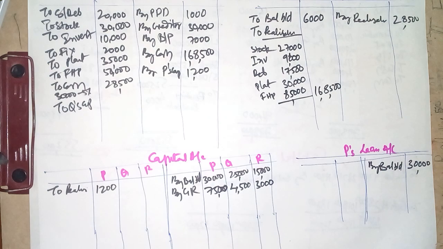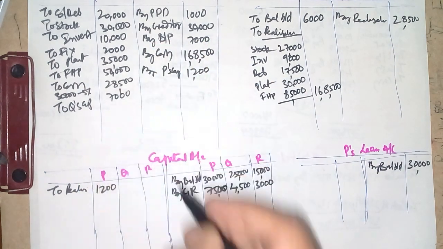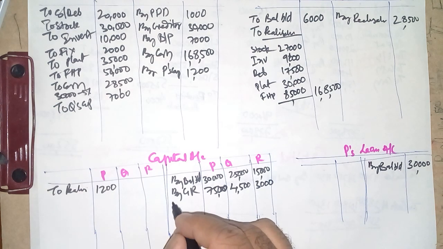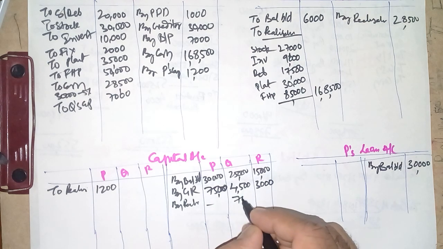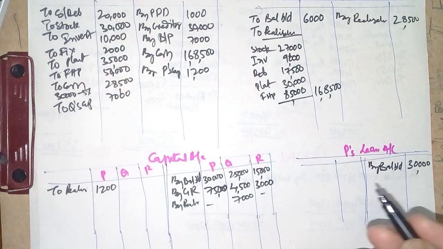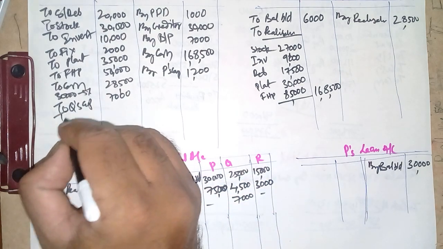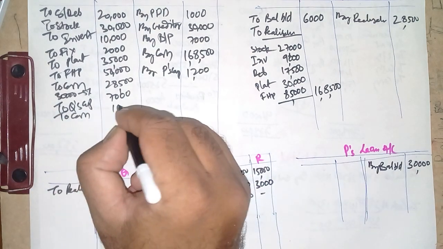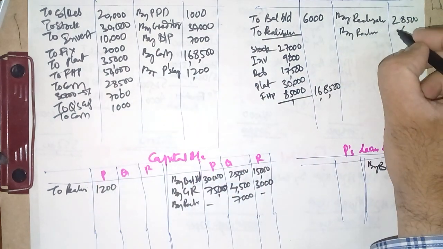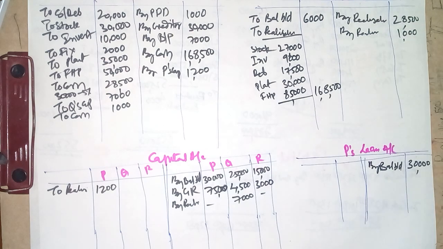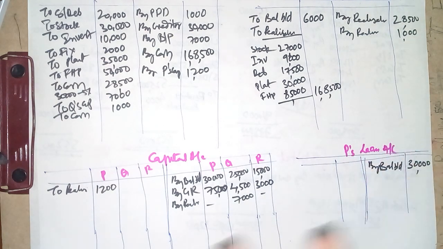So Q agreed to pay bills payable. What is the value of bills payable? 7,000. In Q's account, we write by realization 7,000, right? Then realization expenses amounted to 1,000. Realization account to cash 1,000, in the cash account by realization 1,000, right?